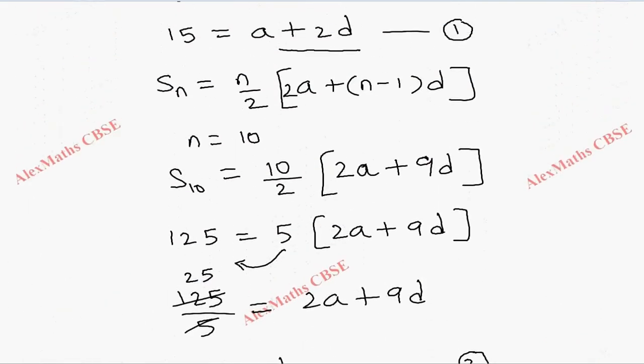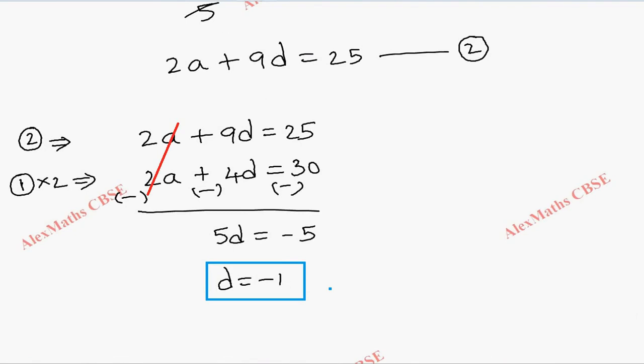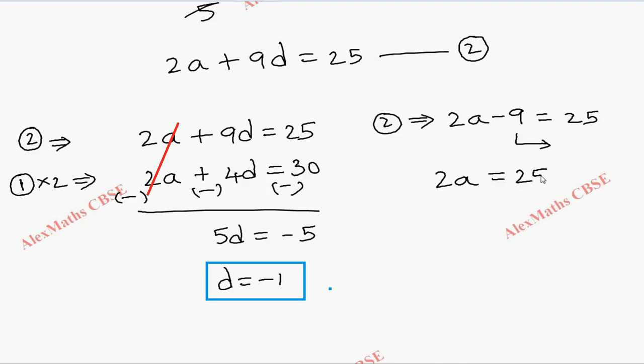Now after finding D, in the question they are asking for A10. So we need A, then only we can find A10. For finding A, this D should be substituted in any of the equations. Let's take the second equation and substitute. From the second equation, it is 2A, and when I put D here, 9 into minus 1 is minus 9 equal to 25. Minus 9 is taken to the other side. So 2A equal to 25 plus 9. After adding, we get 34. So 2A equal to 34 and A is 34 divided by 2, which is 17. So we got the values of A and D here.